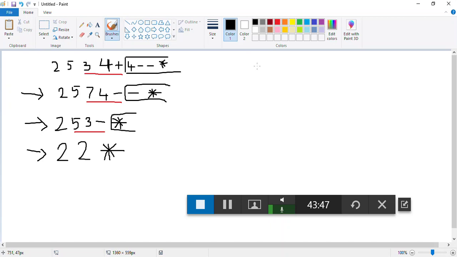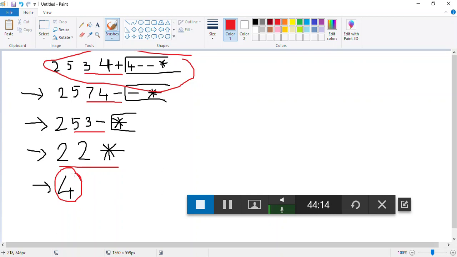Okay, now again scan the expression. We got star, and star will be applied to the previous 2, that is this 2. Okay, so finally what we get? Star will be applied to 2 and 2, that will be 4. Okay, so the value of this expression is what? Is valued to 4.